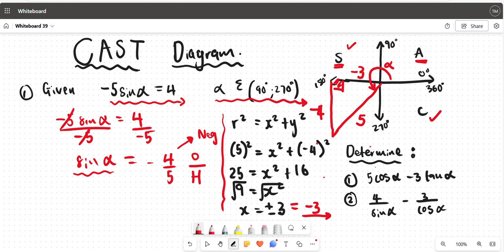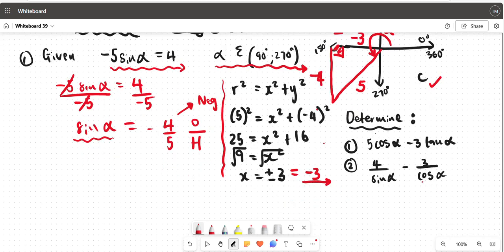Looking at our diagram, right? Then now we've completed our diagram. Now we can start answering these questions here. So let's answer those questions. The first one we asked is, what is 5 cos alpha minus 3 tan alpha?